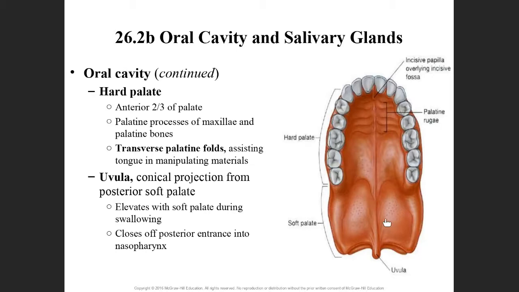And this part is called soft palate, and you see the uvula, which is the conical or finger-like projection from the posterior part of the soft palate. The uvula elevates with the soft palate when we want to swallow. It can close the entrance of our nasal cavity from the posterior part of our oral cavity. If the uvula doesn't go up, then we have entrance of food into our nasal cavity.